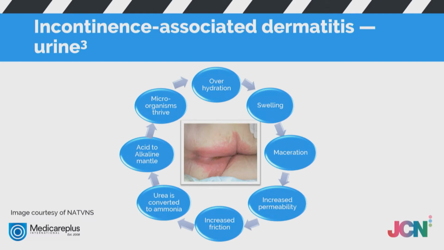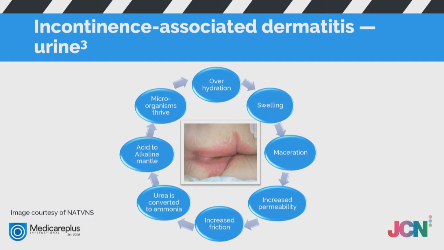Incontinence-associated dermatitis is twofold. It has the urine side and it has the feces side, or it has the combination of both. Just urine sitting on the skin surface will cause overhydration. This in turn will potentially, although it's not always visible, cause some swelling of the stratum corneum as the urine is absorbed into it. This will cause maceration into the stratum corneum and laterally. Maceration leads to increased permeability, which, as I've said, can lead to increased friction.